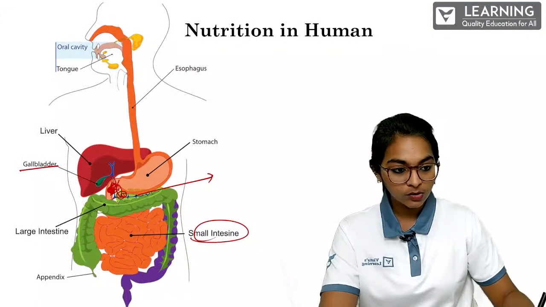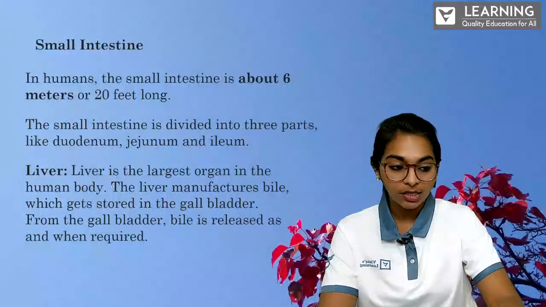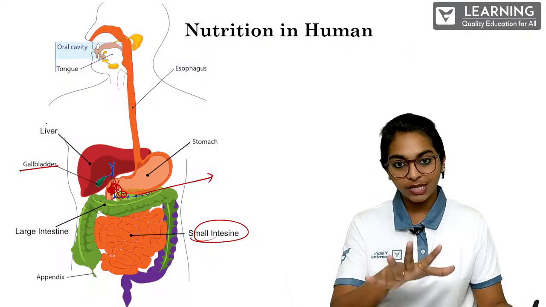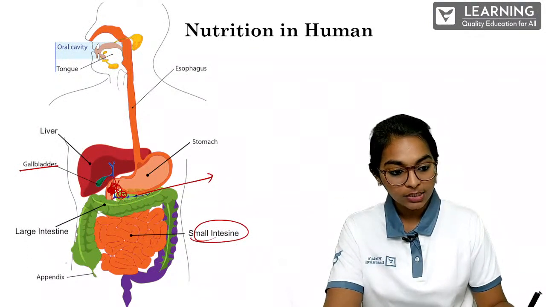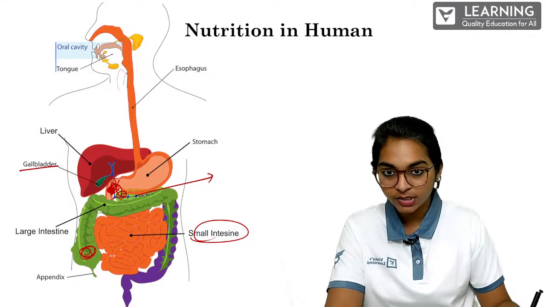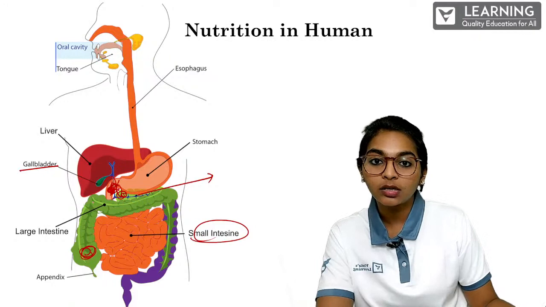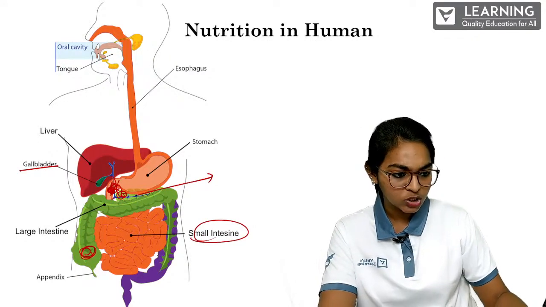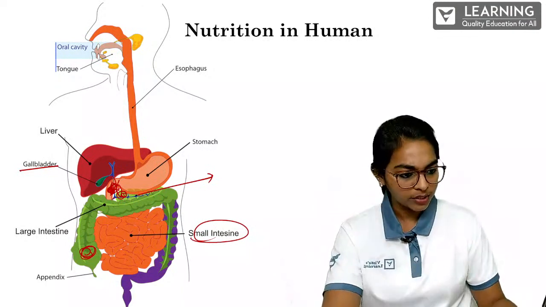So the small intestine is also done. In the small intestine, you have this ileum, right? Ileum also has villi, but when compared to the jejunum, ileum has very few villi. From the ileum, the chyme moves to the large intestine, where excess water is absorbed. And all this gets ejected outside the body.